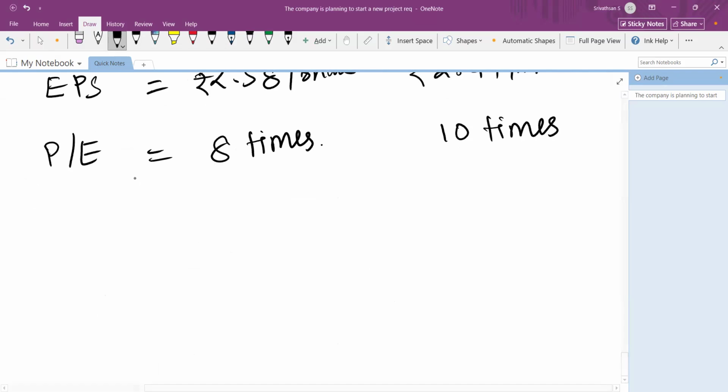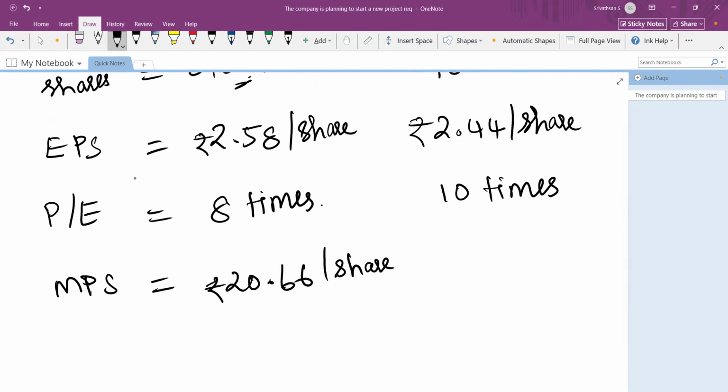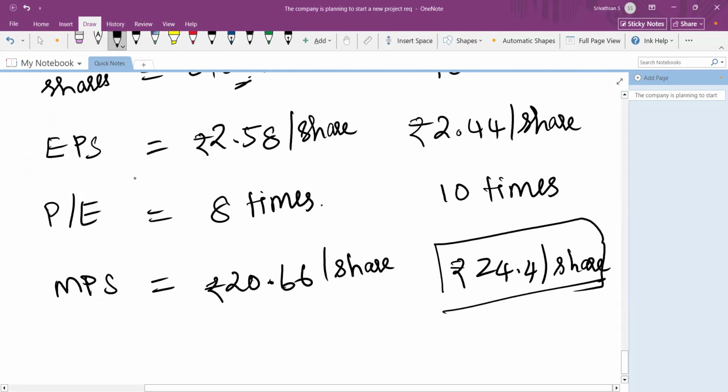So calculate the MPS. MPS is nothing but EPS into P/E ratio. So 2.58 per share into 8, we get rupees 20.66 per share. This is the market price under option 1. Under option 2, 2.44 into 10, we get rupees 24.4 per share. This is the market price under option 2. So which option should the company undertake? It is better to go with option 2 because the market price per share in option 2 is greater than the market price per share in option 1. So the company should raise this additional 4 million capital in the form of equity share capital and not by using debt.